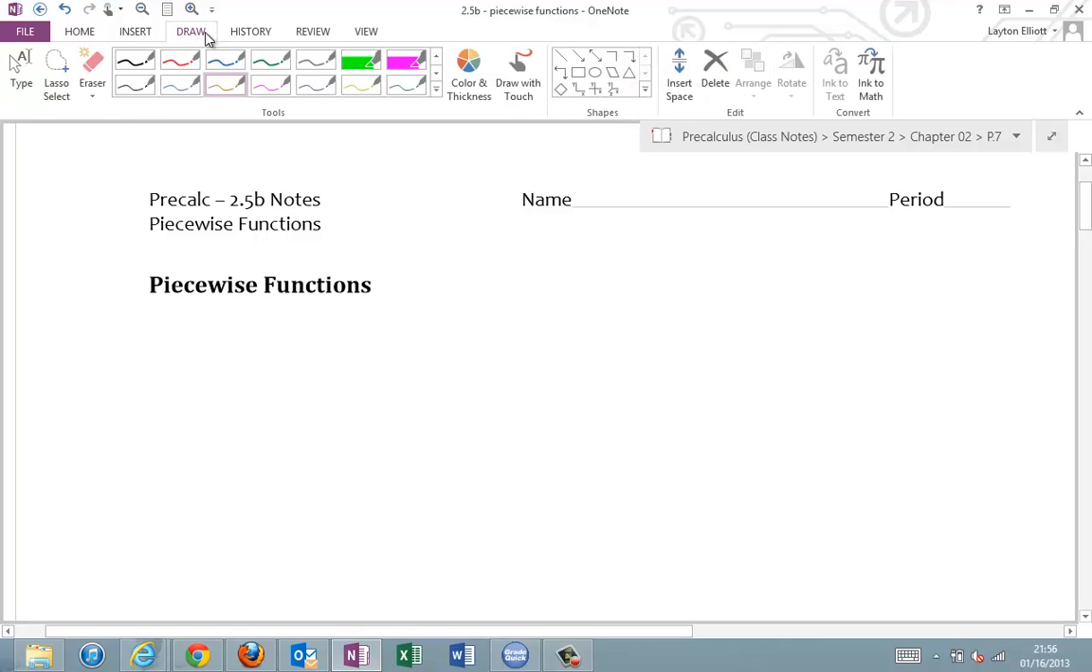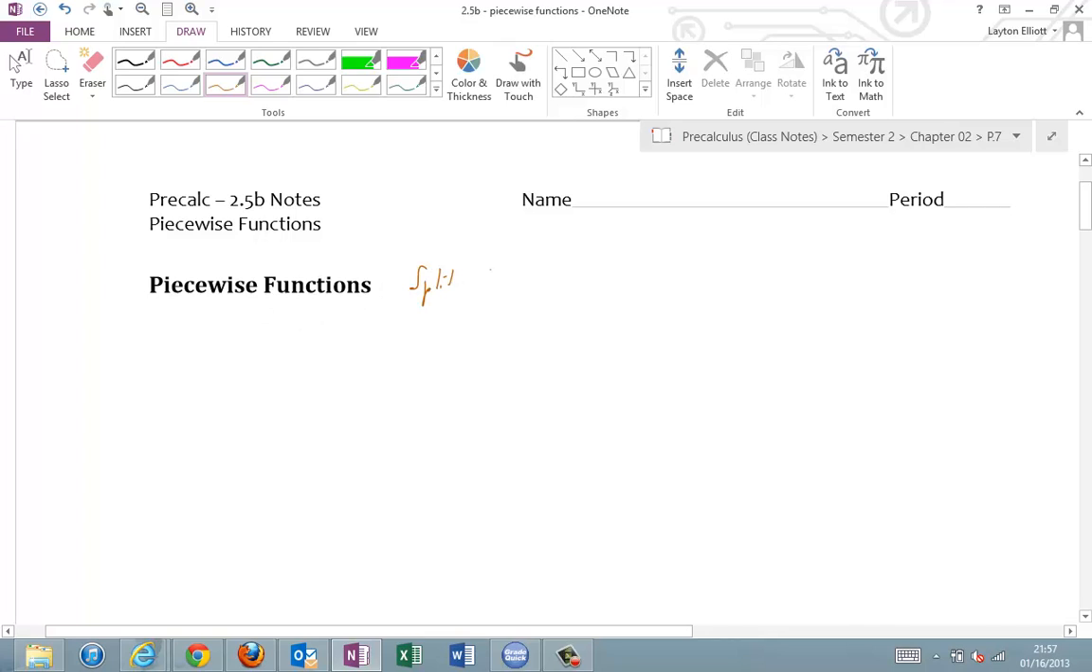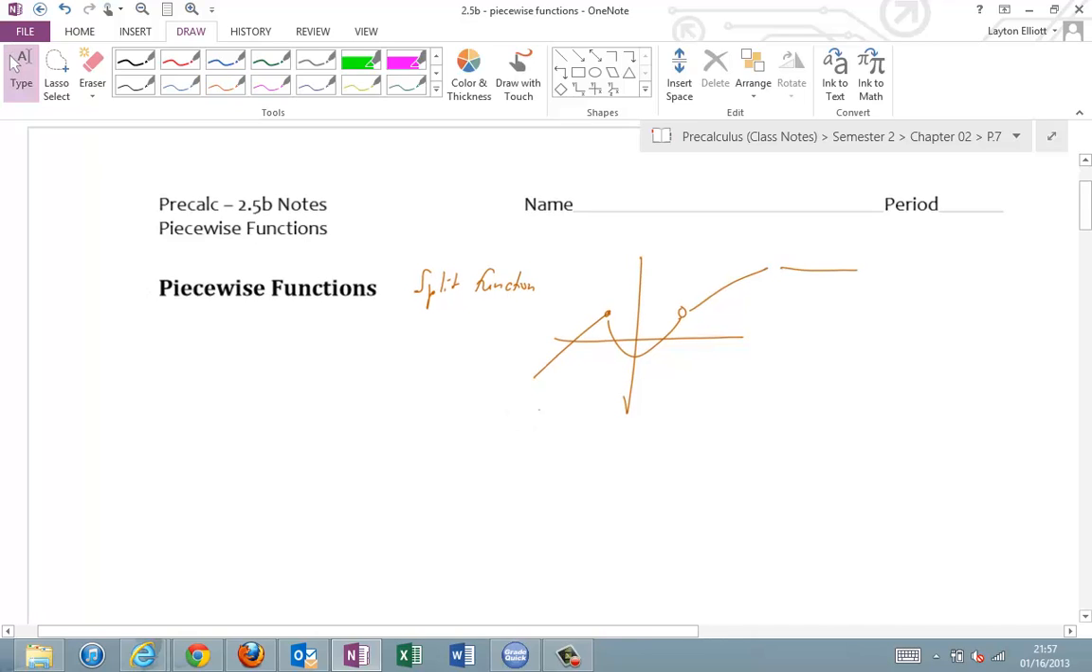Part 2 of this section talks about piecewise functions. We've dealt with these before in Algebra 2. Piecewise is also another way of talking about a split function. Those are the graphs that kind of look like this, where you might have a line coming up, you might have a curve, then you might have another line, or maybe a horizontal piece or something. They're pieces of functions joined together, and the way that we express them is in terms of domain.